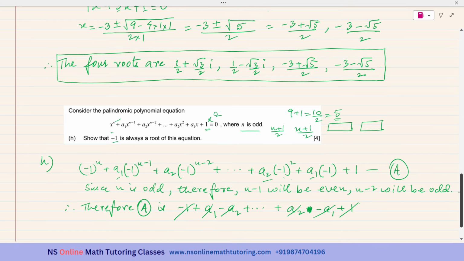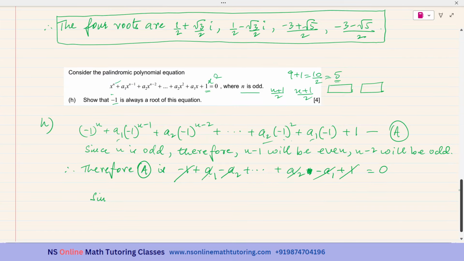And you know there are an even number of terms, and you will be having two sets containing the same number of terms, and the coefficients, since it is a palindromic polynomial equation, will be appearing in the reverse order. So this should be equal to 0. Okay.